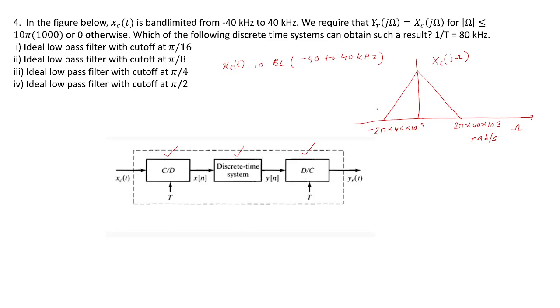We require that Y_r(jω), which is spectrum of this output y_r(t), to be X_c(jω) for ω less than 10 pi times 1000. Okay, so the discrete time system transfer function is such that Y_r(jω) should look like this. Okay, the spectrum Y_r(jω) according to the question should look like this.